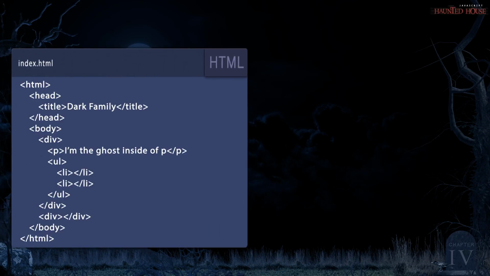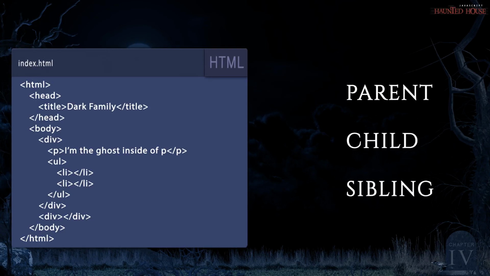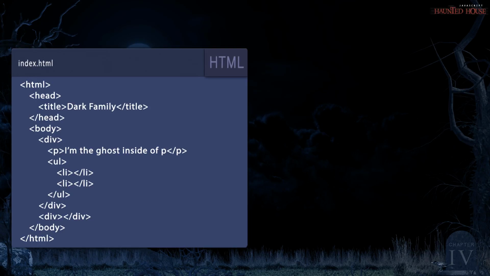We already used parents and children, but we didn't take a look at a whole spooky family yet. Let's do this now. DOM elements have different types of relationships between them that can be of 3 different types: parent, child, and siblings. Let's take this code as an example to analyze the relationships.